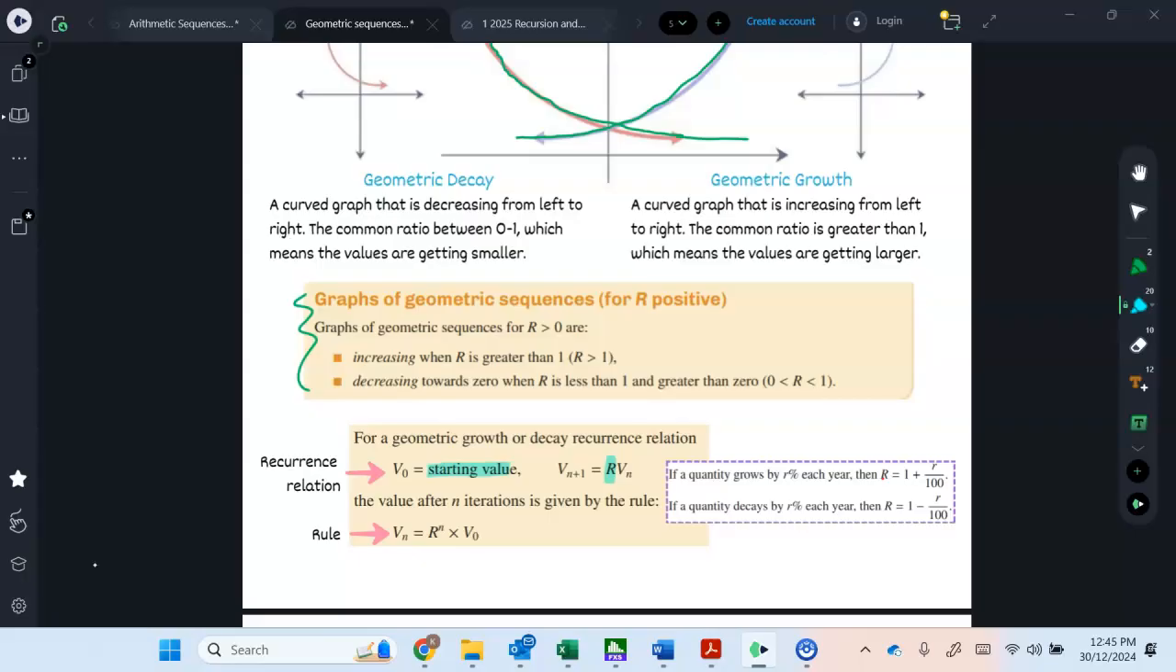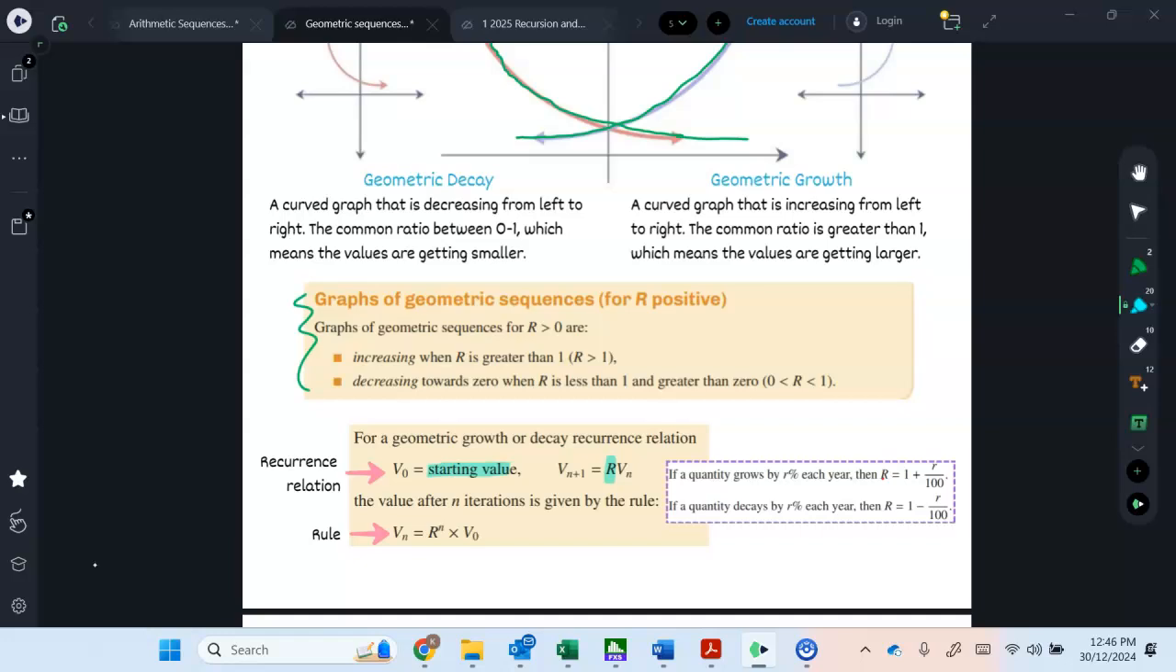All right, so same as before, V0, your starting value, Vn plus 1 equals whatever your common ratio is times Vn. We're going to do some examples probably in a different video because I want to keep these videos quite short, of questions using arithmetic and geometric sequences.